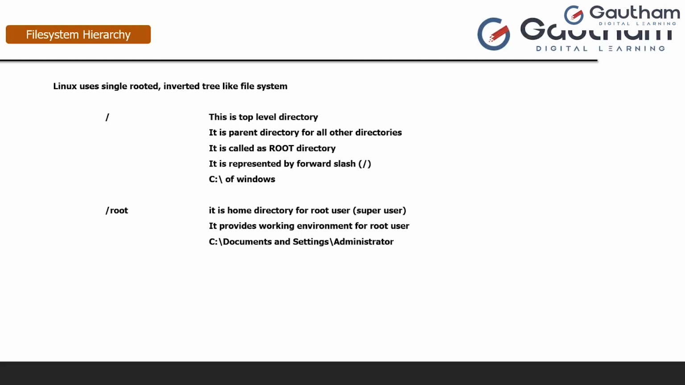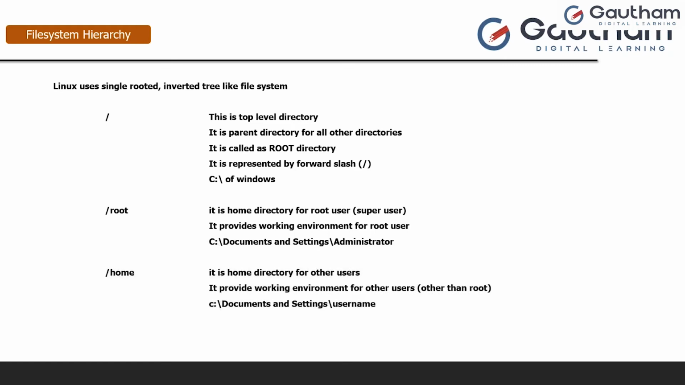Apart from root, I may have many other users in the system. It's not possible that only one user will be there. We might have many users with anyone's name. Maybe we have a John user, an Ali user, a Ram user, a Steve user. So there might be many users in the system, and each user requires their own home directory. Every user is given a personal directory to store their personal stuff.